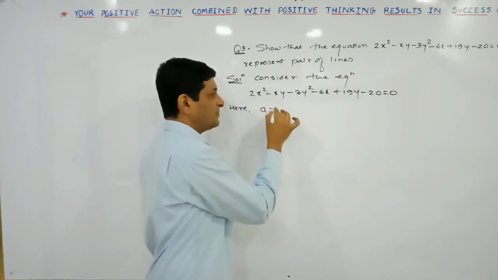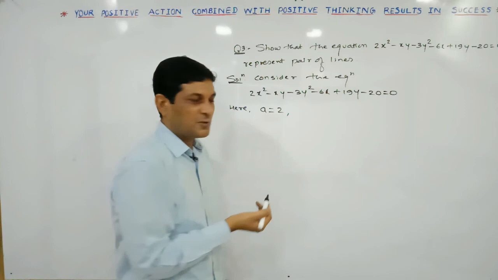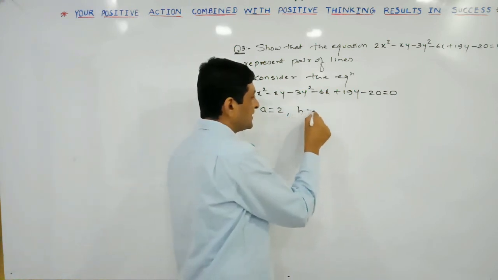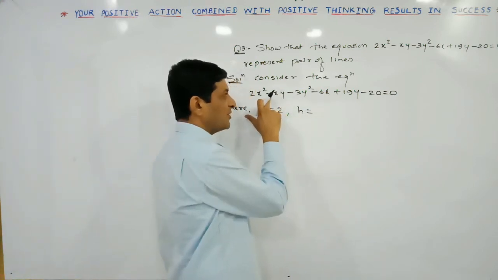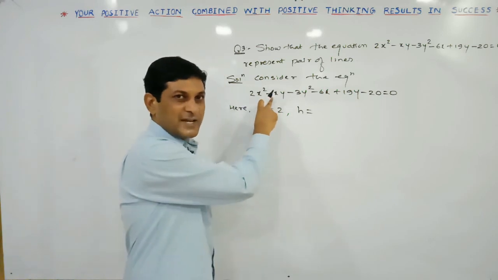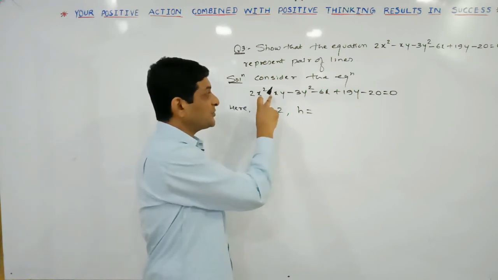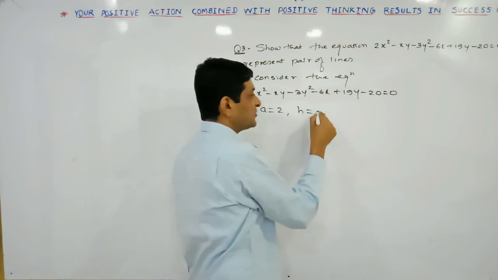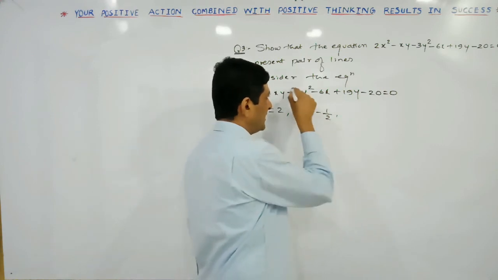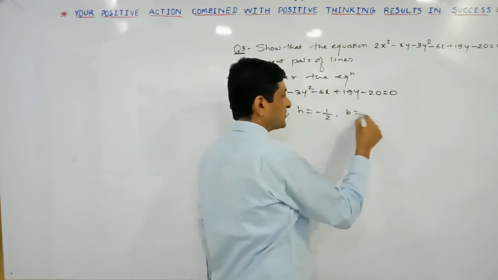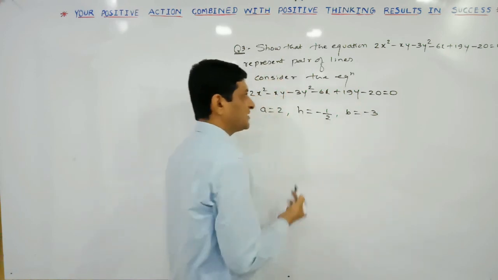a is the coefficient of x square, that is equal to 2 here. h can be found from the coefficient of xy. The coefficient of xy is minus 2, which means 2h is minus 2, so h will be equal to minus 1 by 2. b is the coefficient of y square, so here b is nothing but minus 3.